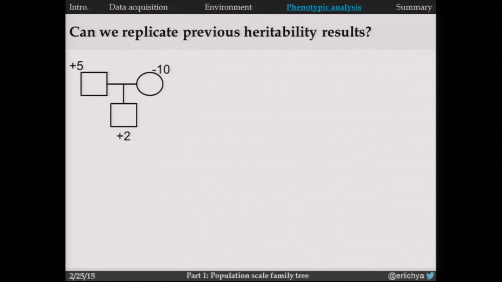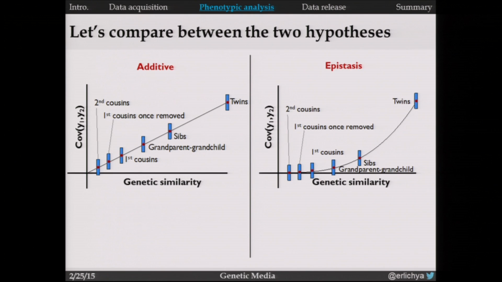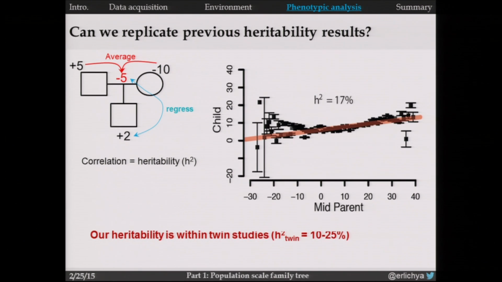So then we can take and have a longevity readout for both parents, average these two individuals, and just regress the mid-parent value on the offspring, and this regression tells us what is the heritability of longevity. And what we got, basically, we got something in the order of 17% heritability from this process, and this is well within the heritability estimates of twin studies, which is between 10 to 25%. Again, we could replicate previous studies with this data set.